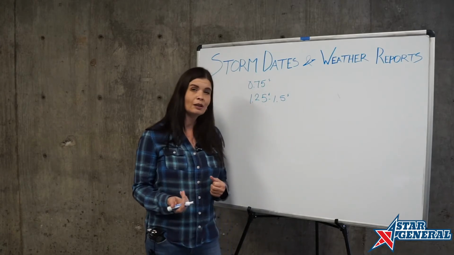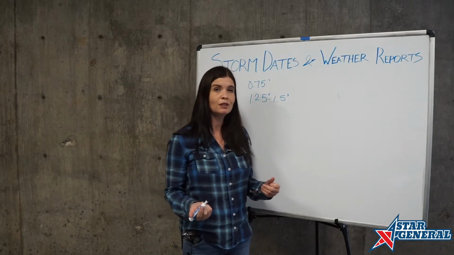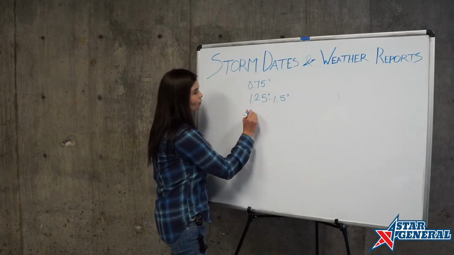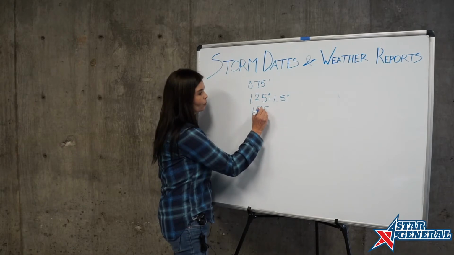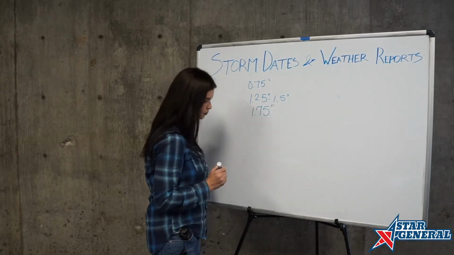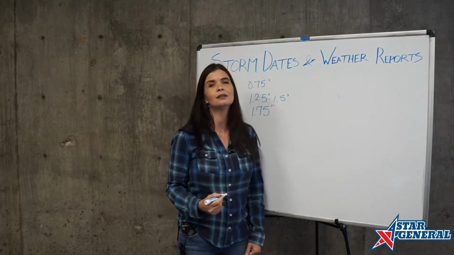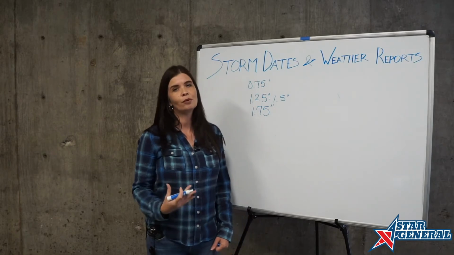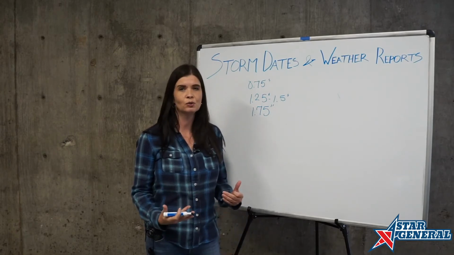Now, if you've got a white roof like a TPO or PVC, you're not going to be looking for this. You're going to be looking for more like 1.75 inch hail. Again, storm reports are not buffets, so you can't pick and choose.